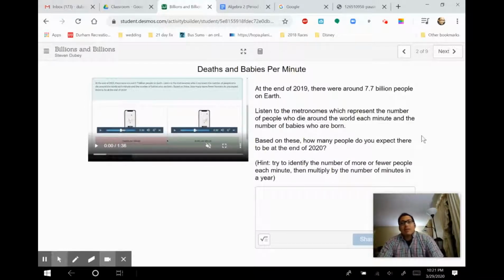So the next screen is about deaths and babies per minute. At the end of 2019, there were about 7.7 billion people on Earth. Listen to the metronomes, which represent the number of people who die around the world each minute, and the number of babies who are born. Based on these, how many people do you expect there to be at the end of this year, 2020?